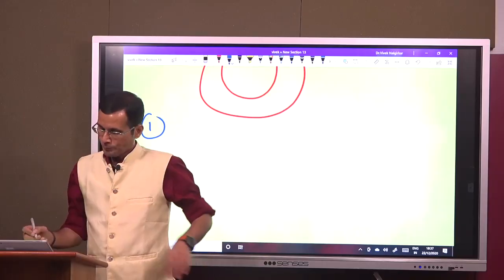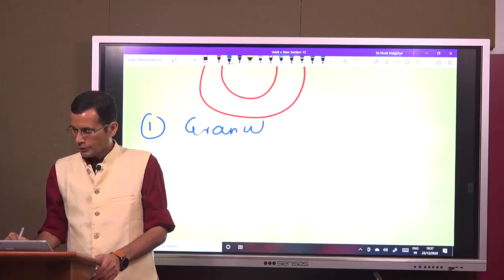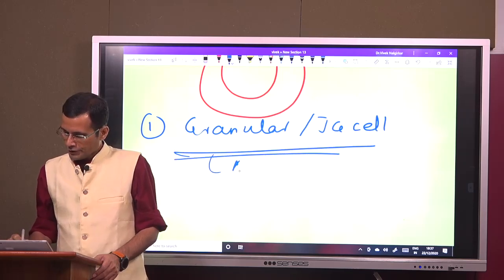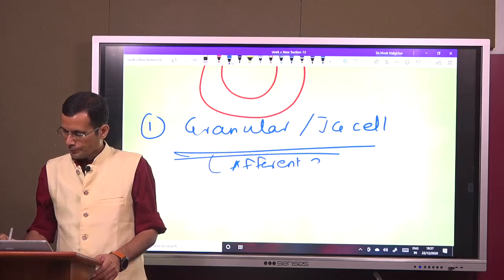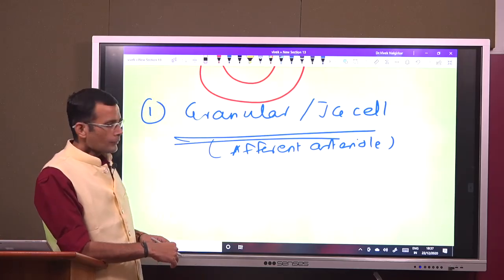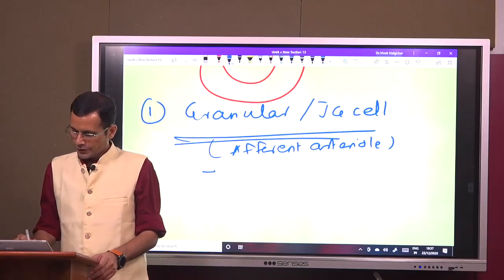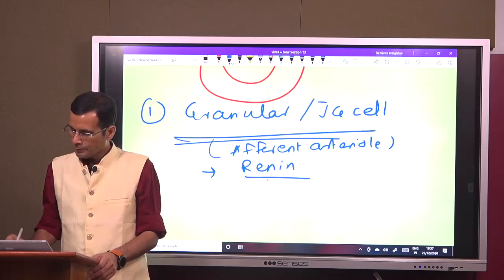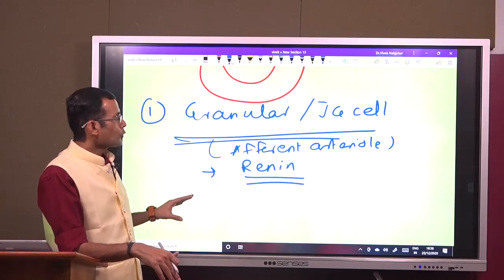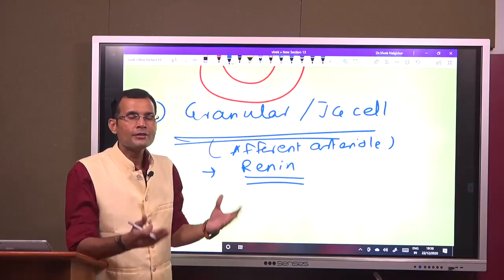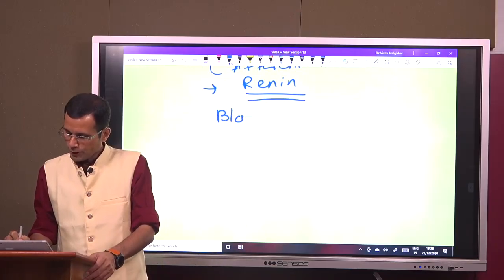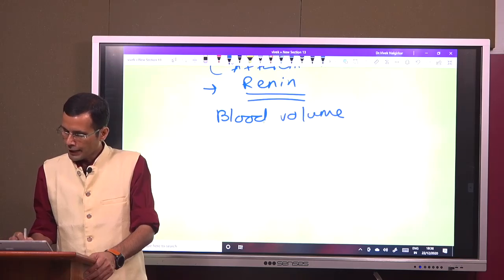First, the granular, or also called as JG cell, which is in the afferent arteriole. Granular or JG cell. What is its function? It synthesizes the enzyme renin, actually prorenin, which then forms the renin. So, what is the importance of this? This is involved in regulation of blood volume and blood pressure.